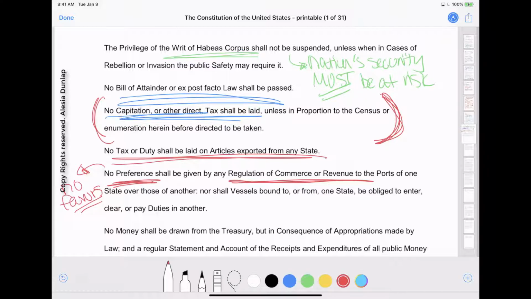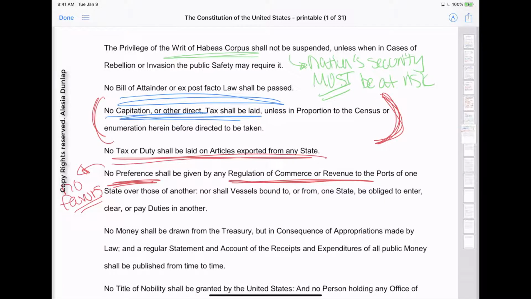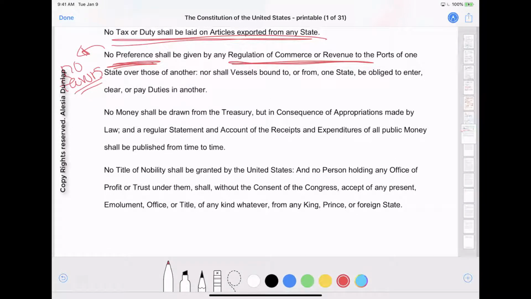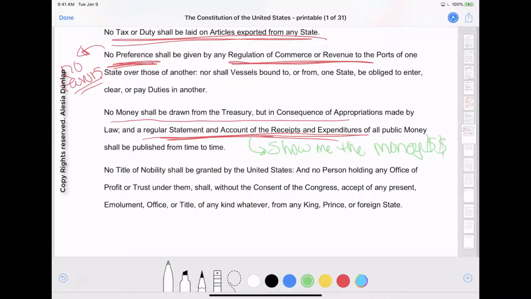And Congress can't spend money from the Treasury unless permitted by law and must publish a record of its expenses from time to time. So they gotta show their financial records, right? Right here. You gotta have a statement. Show me the money.